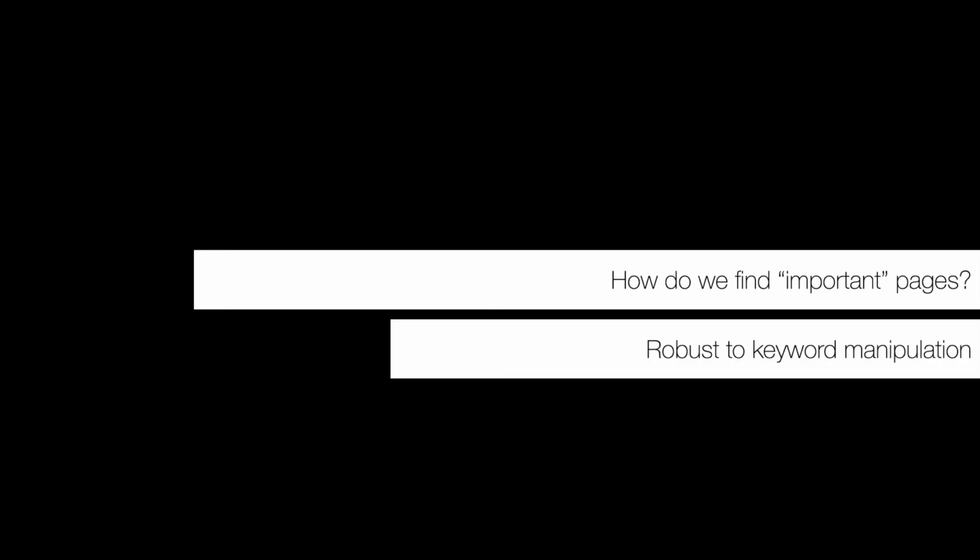So how do we deal with this? How do we find important pages that are robust to the keyword manipulation aspects that we talked about, and robust to this link manipulation idea? Well, fortunately, in the late 90s, Larry Page and Sergey Brin created the PageRank algorithm, which really was the foundation for Google and Google's search engine.